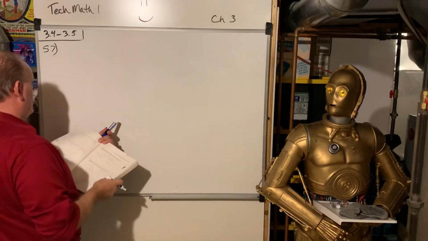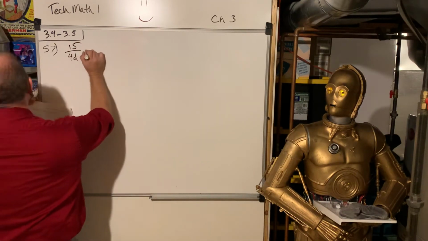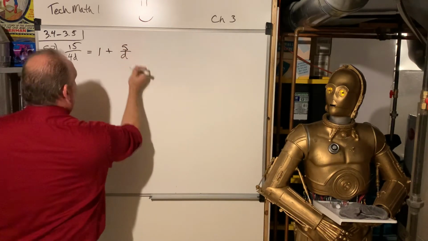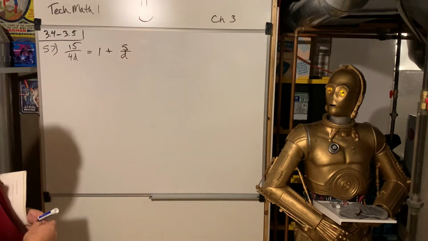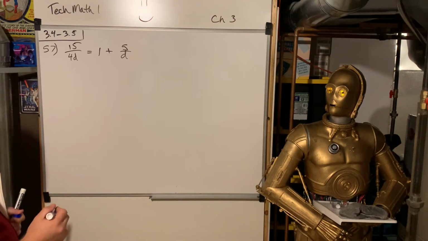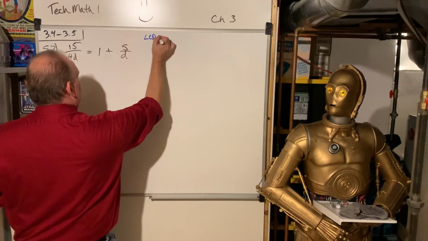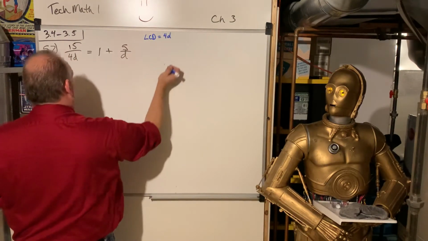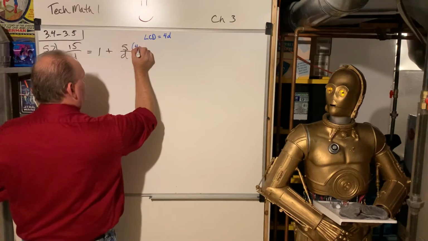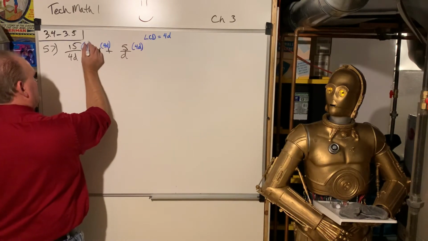That is 15 over 4d is equal to 1 plus 5 over d. So again, we want to multiply everything by the LCD. The LCD in this case is 4d. That's the smallest thing that all of those go into. So I'm going to take this times 4d, I'm going to take this times 4d, and I'm going to take this times 4d.